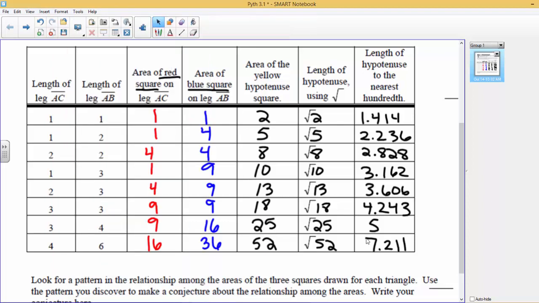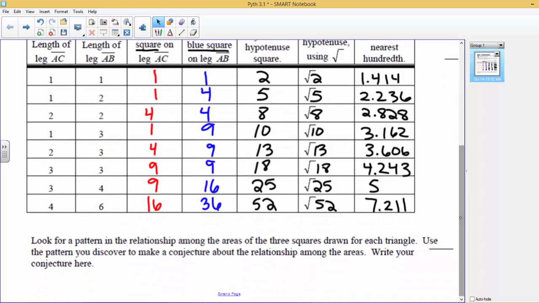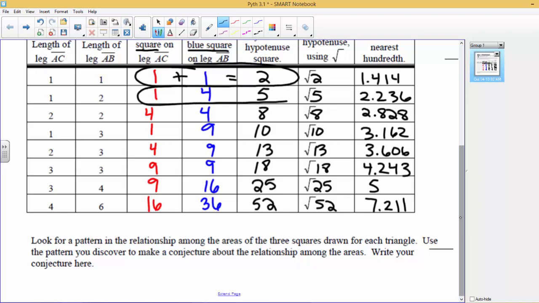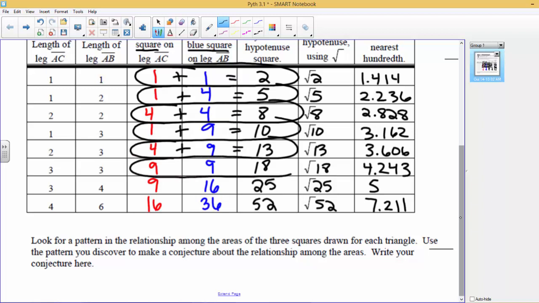Now, maybe you found the pattern. Maybe you didn't. But right now, you're going to look at the red and the blue, and then you're going to look at the black in each row and see if you see what I see. Because you can see that the red plus the blue will always equal the yellow tilted square. So what this means is that the two smaller squares add to give you the tilted square.